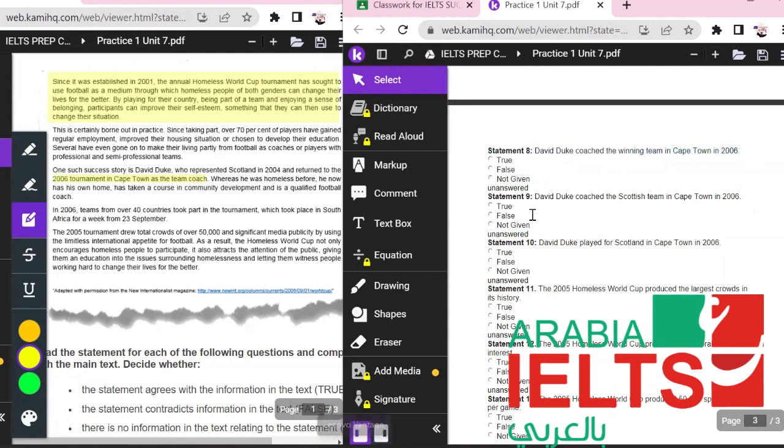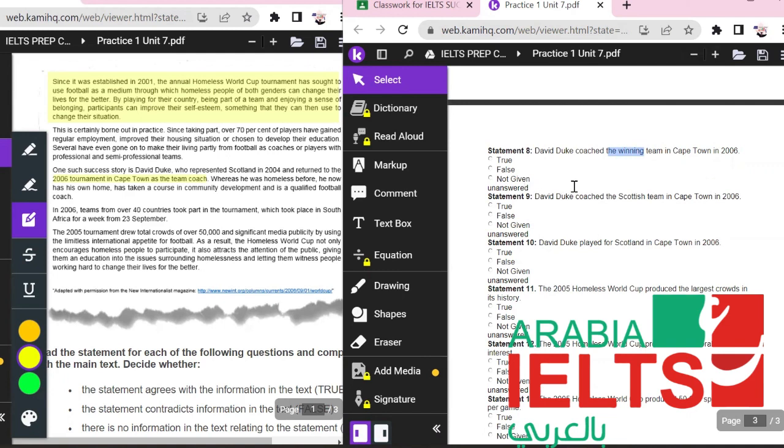I rushed it. Statement 8 says David Duke coached the winning team in Cape Town in 2006. We do not know from the text if his team won. So this one is not given. He's right. Winning. I really thought it was the same. I just rushed it so much.